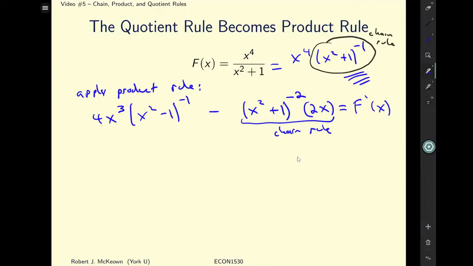And I had a student point out to me that I made a careless error. I forgot my x to the power of 4 which should be right here.